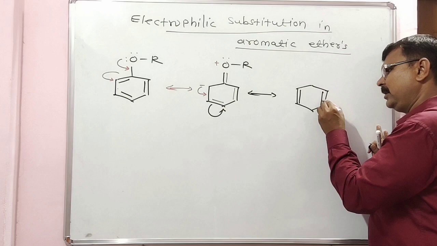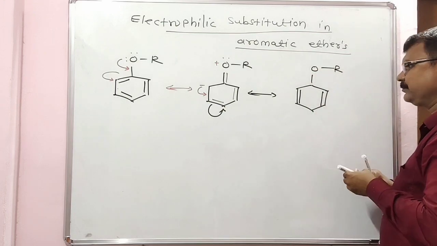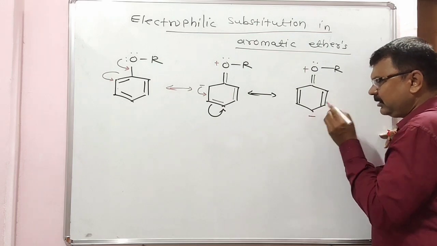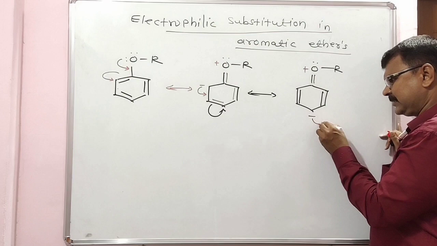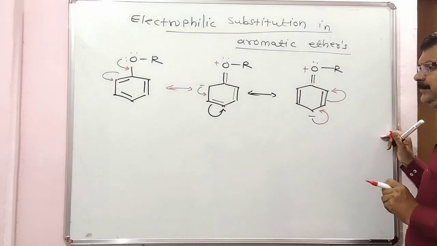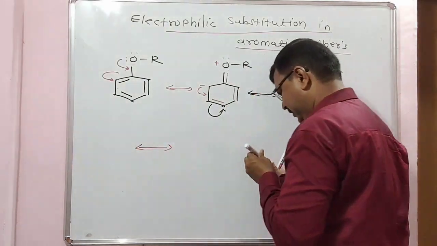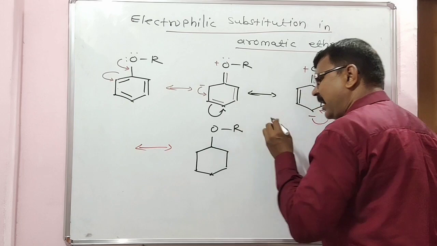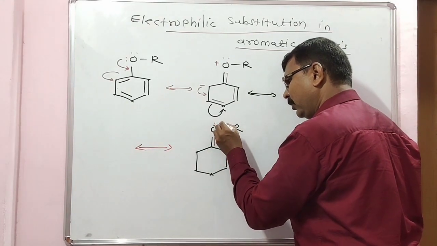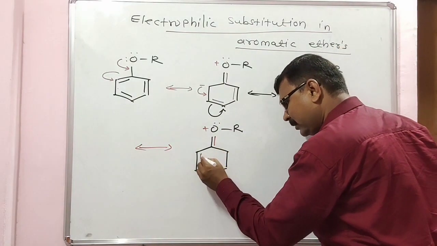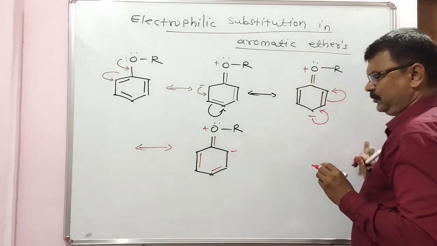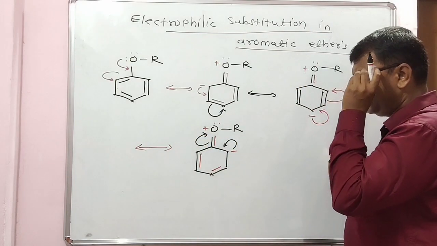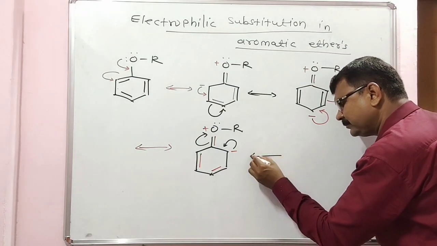Next structure: oxygen and the alkyl group, a double bond, a plus charge, a lone pair and a negative charge. The double bond migrates, giving the next resonance structure of the aromatic ether. Again the negative charge converts to a double bond and the positive charge returns to its original position.